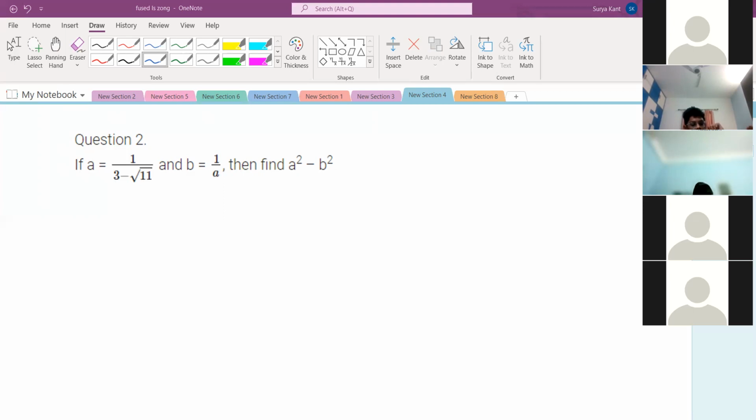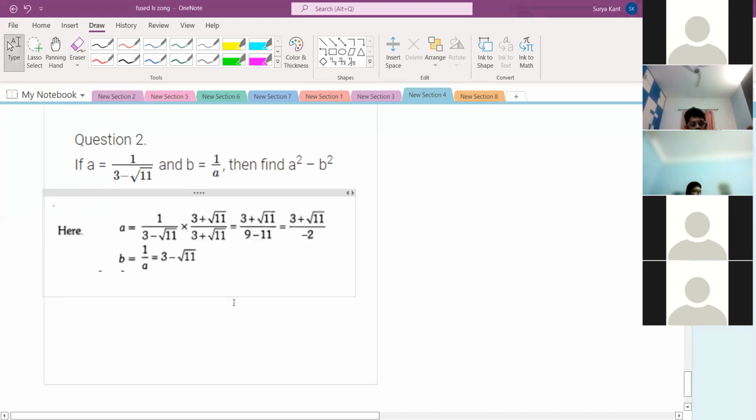B is the same only, no? B is 1 by A only, right? Yes, so B will be 2 by... See, first of all, 3 by 2 divided by 3 plus root 11. See, this much is clear, no? Here, see all of you. A, you got 3 plus root 11 divided by minus 2 and B is equal to 1 by A. It means that 3 minus root 11. Till here is clear to everyone or not?